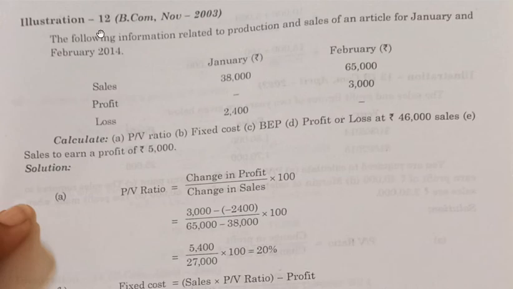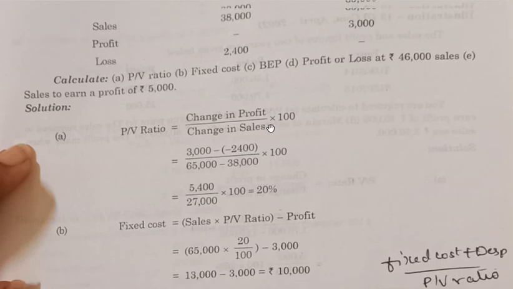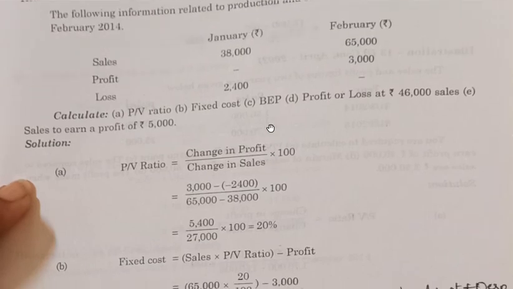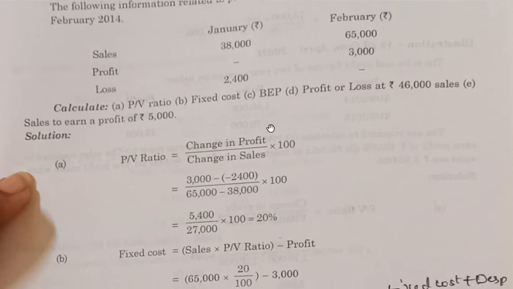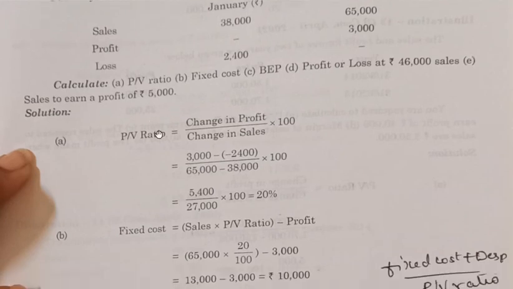So illustration 12, the following information related to production and sales of an article for Jan and Feb are given. So they have given the sales and the profit and loss. So you are supposed to calculate the PV ratio, fixed cost, BEP, profit or loss at 46,000 sales and sales to earn a profit of 5,000. So this is a very important question one needs to understand. So we start with PV ratio.